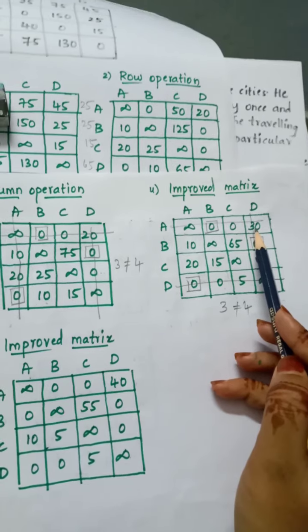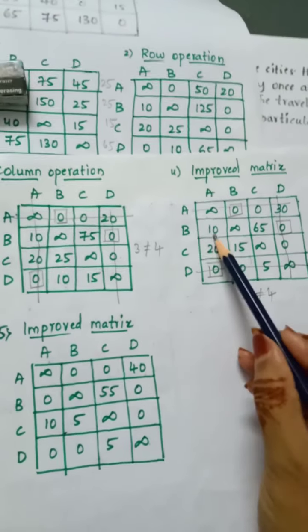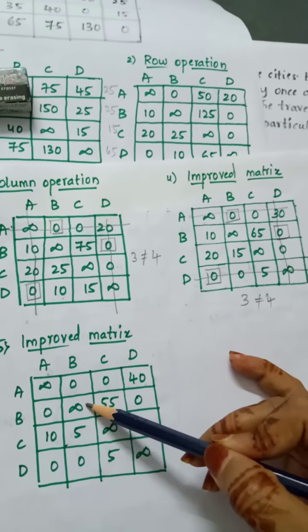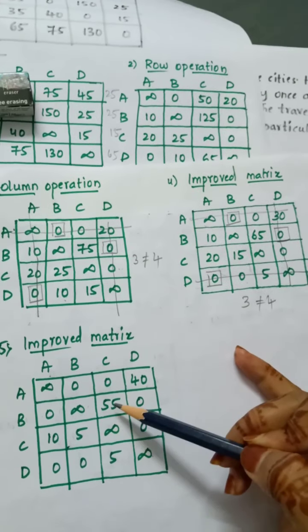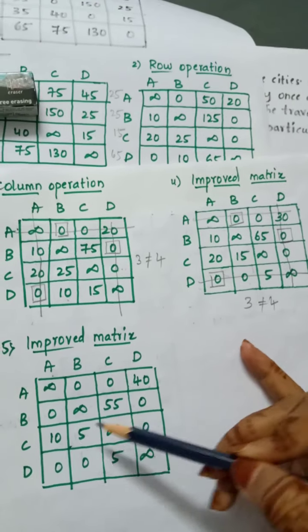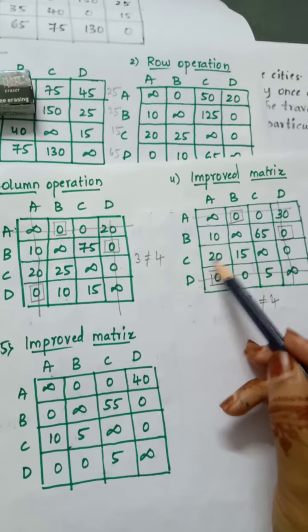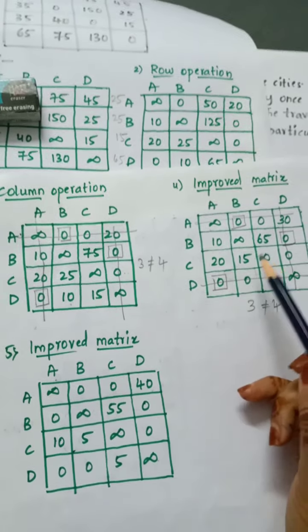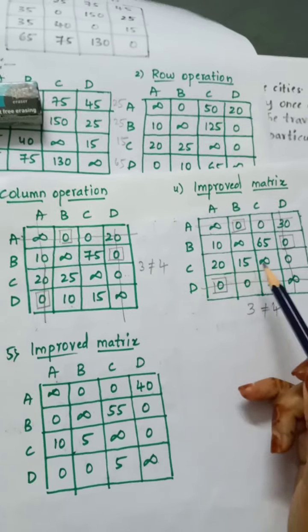30 has an intersection point. 30 plus the minimum value, 30 plus 10, this is 40. Next, 10 minus 10, 0. Next, infinity. Next, 65 minus 10, that is 55. Next, 0 has been deleted, 0. Next, students, 20 minus 10, 10. Next, 15 minus 10, 5. Infinity, 0 has been deleted.